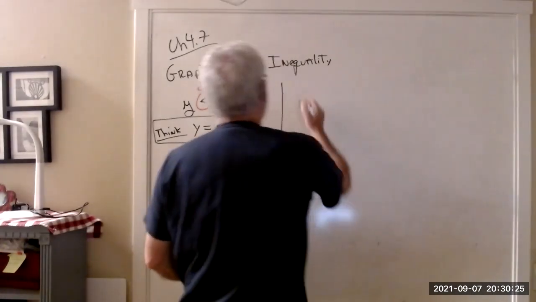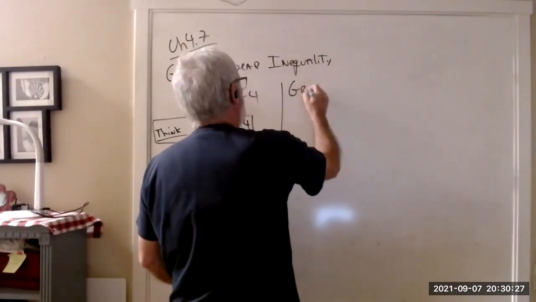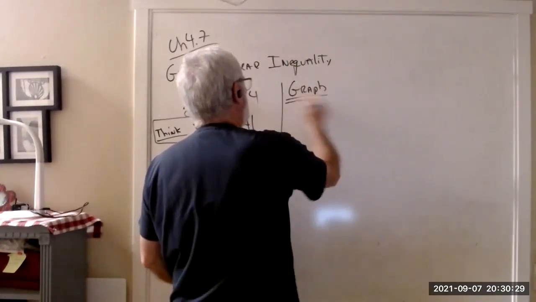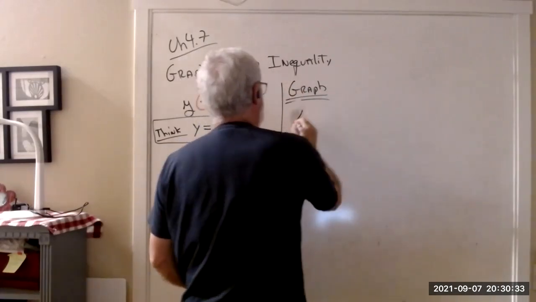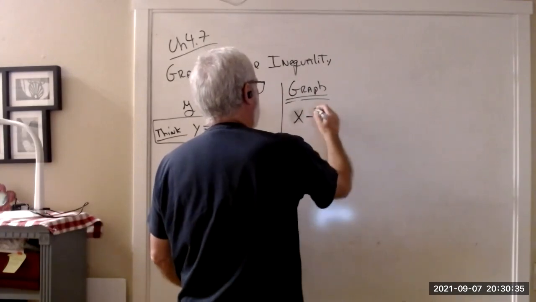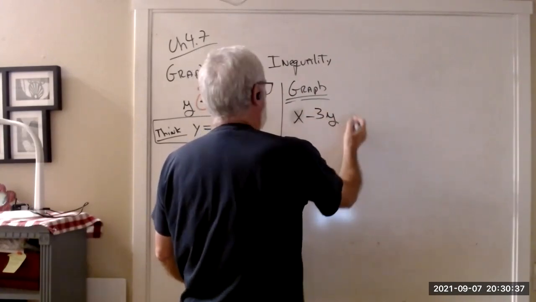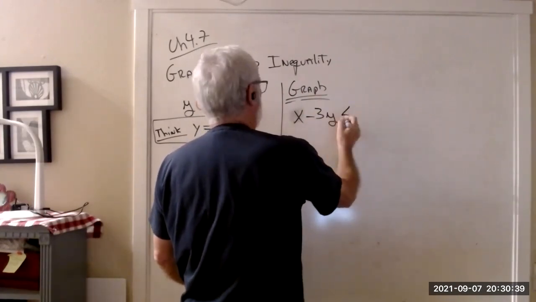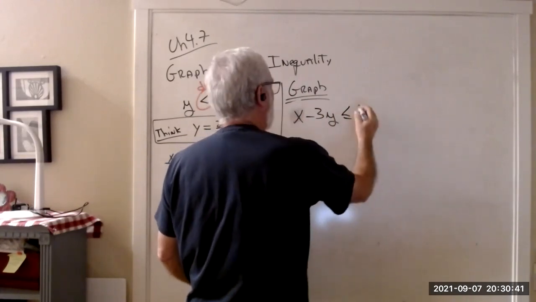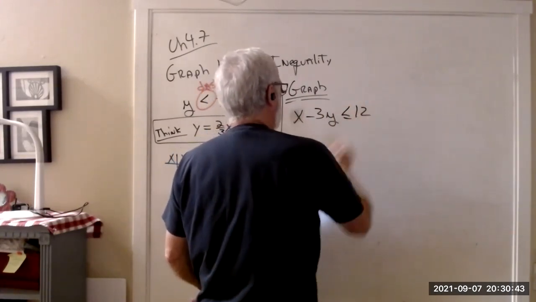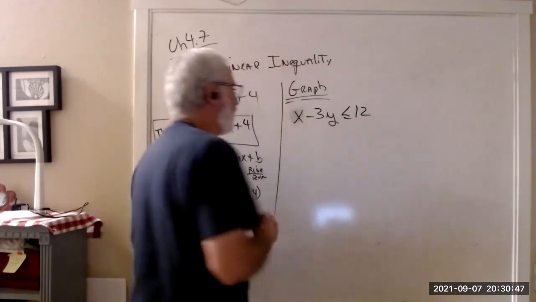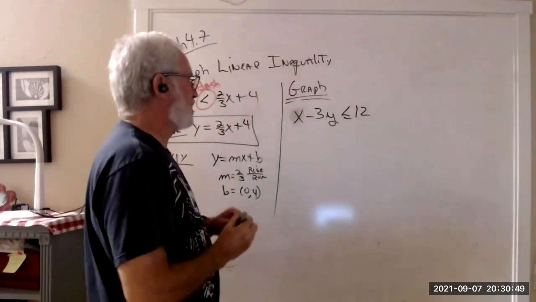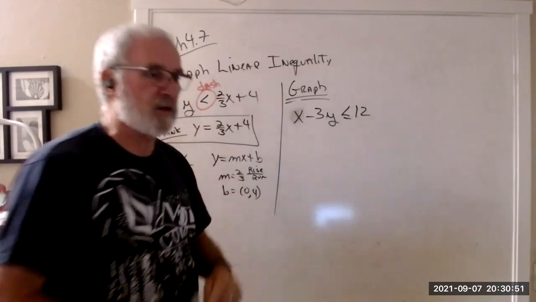So I want to graph x minus 3y is less than or equal to 12. So let's see how far you can get. x minus 3y is less than or equal to 12.